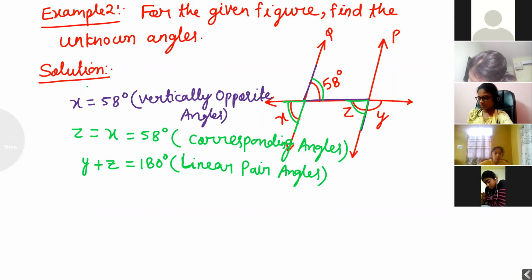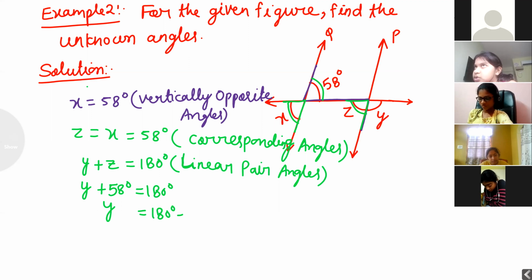Y we want to find out. I will write y as it is. Z we already got: 58 degrees, is equal to 180 degrees. Y is equal to 180 degrees minus 58 degrees. We want to do subtraction. 10 minus 8 is 2, 7 minus 5 is 2. 122 degrees is the y.